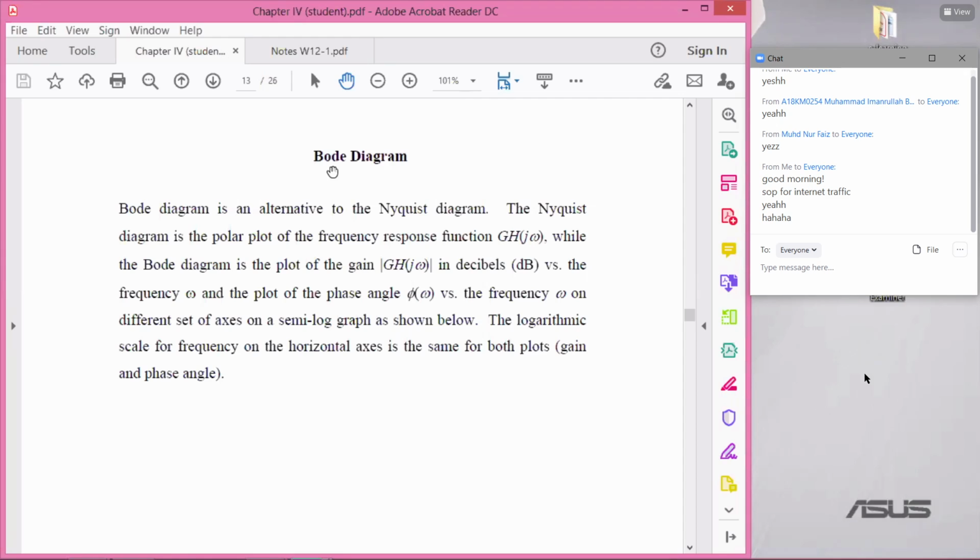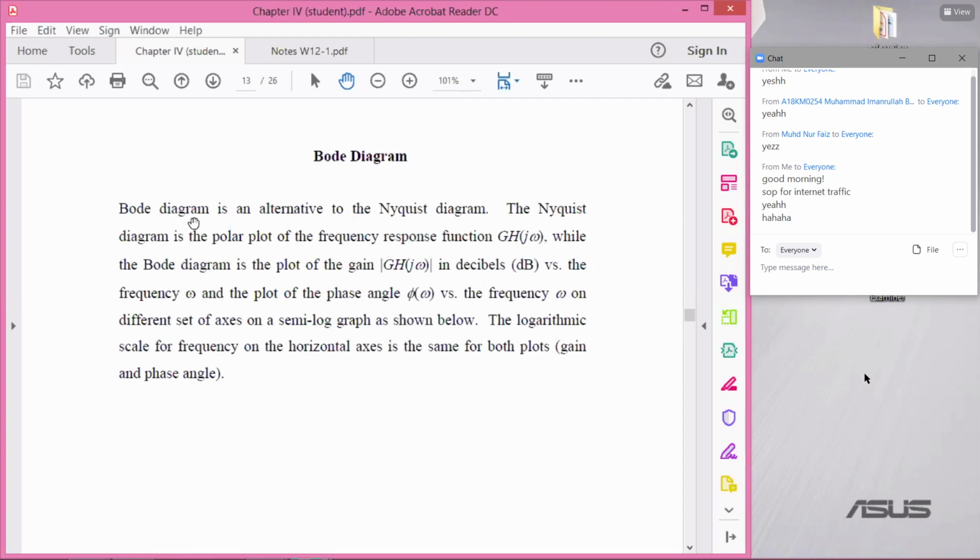All right, so the correct pronunciation of this Bode diagram is in fact how you're supposed to pronounce it. But since everybody pronounces it the common way, there's no problem. I have no qualm about it. All right, so let us continue.